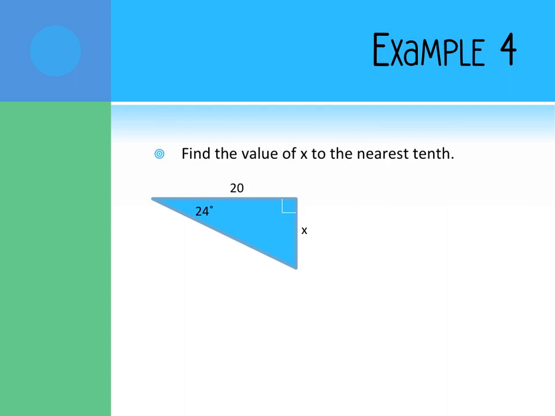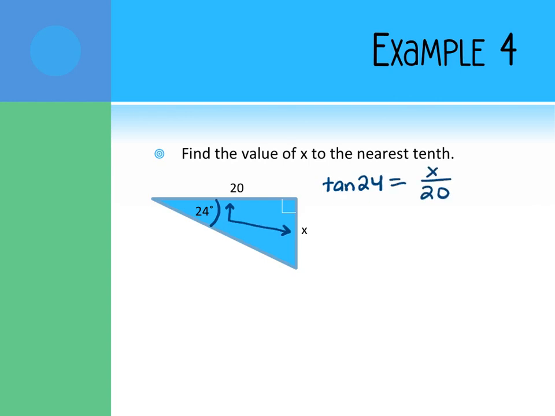Okay, last example is example 4. This time it says find the value of x to the nearest tenth. So I have the angle this time, and I have one of the two sides. I can't use the Pythagorean theorem because I don't have two of the three sides. I can't use 30, 60, 90, or 45, 45, 90 because that's not one of those angles, which means I have to use trig. If this is 24, x is opposite it, 20 is adjacent to it, which means I can use tangent. Tangent of 24 degrees is going to equal x over 20.